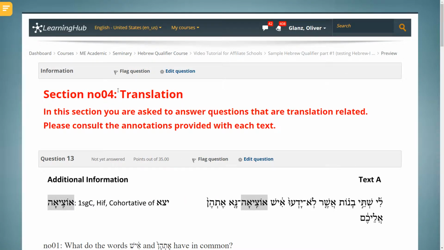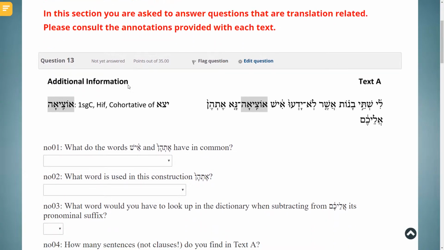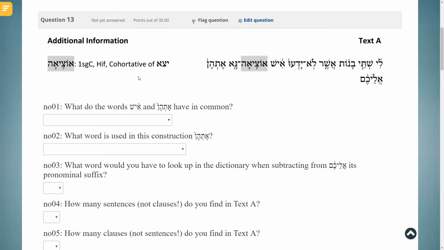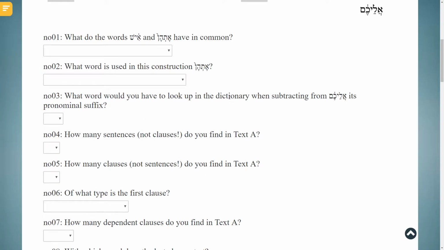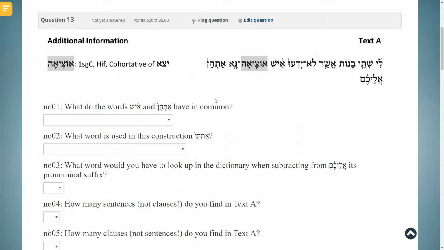And then we go to the final section, that's the translation section. Here in the translation section, you are asked translation-oriented questions. Many of them have to do with syntax, identifying where clauses start, identifying phrases, subject, predicate, object phrases, and so on. So I will quickly run you through some of the questions so that you get an idea of what type of questions your students need to answer.